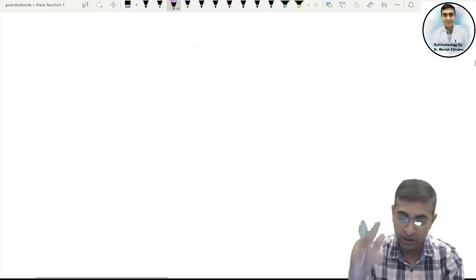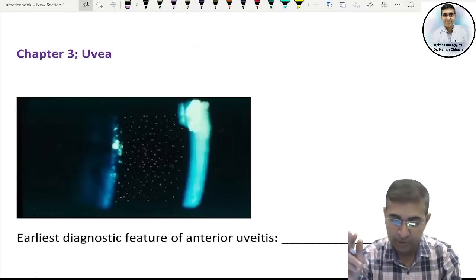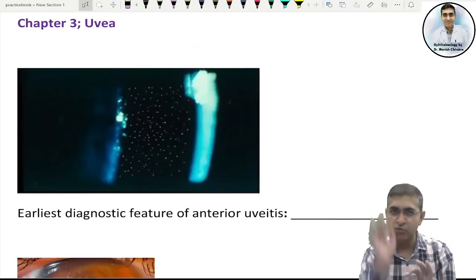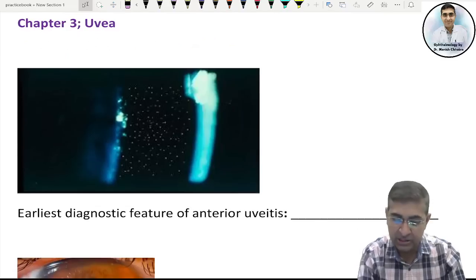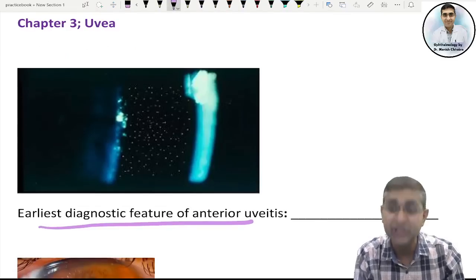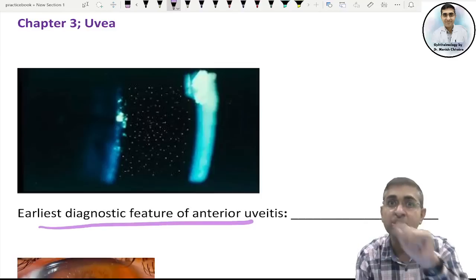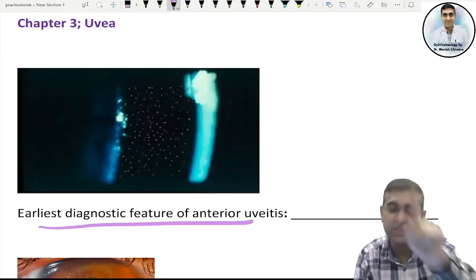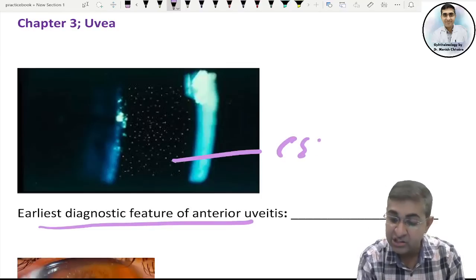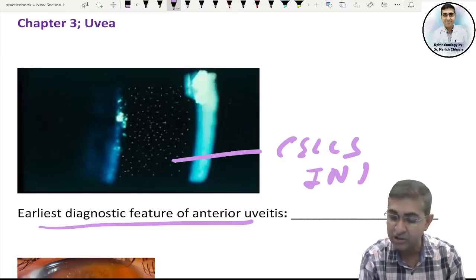Now coming over to the third chapter, which is the chapter of uvea. What are these dots that you are seeing? Earliest diagnostic feature of anterior uveitis. No, it's not proteins in the anterior chamber. No, it's not KPs in the anterior chamber. It is actually cells in the anterior chamber.